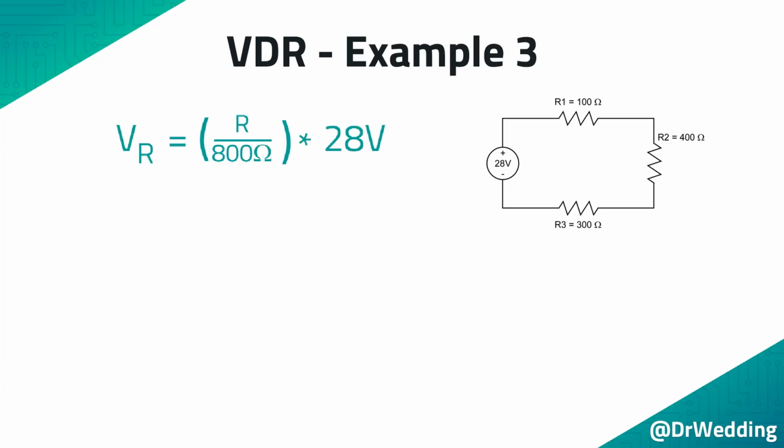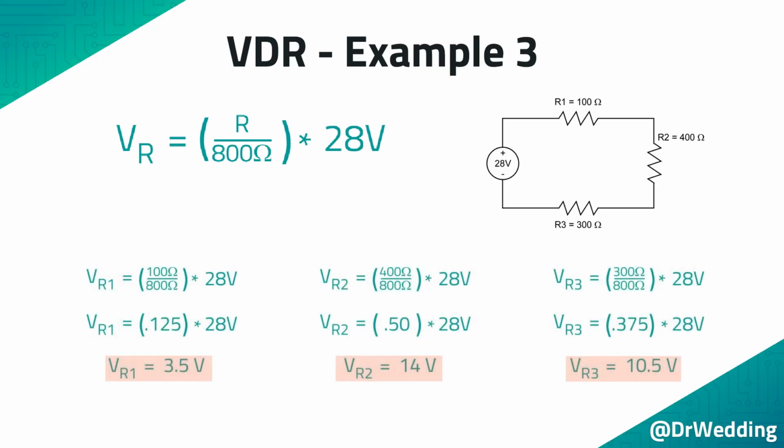These values can be plugged into the voltage divider rule. Use this equation to find the voltages across all three resistors. As before, substituting the resistor values into the equation, one at a time, will give you the voltage drop across each of the resistors. These values match the values that were calculated in the last video. And as before, the largest resistor has the largest voltage drop, and the smallest resistor has the smallest voltage drop.